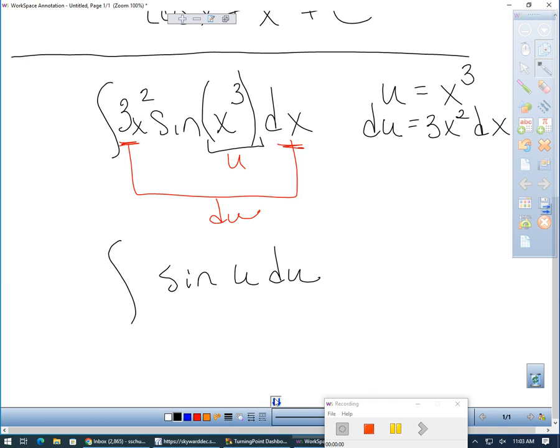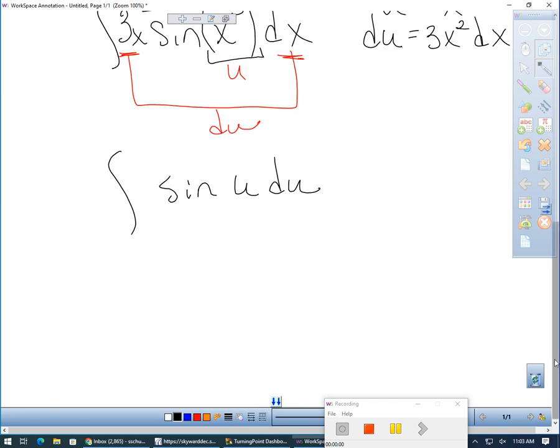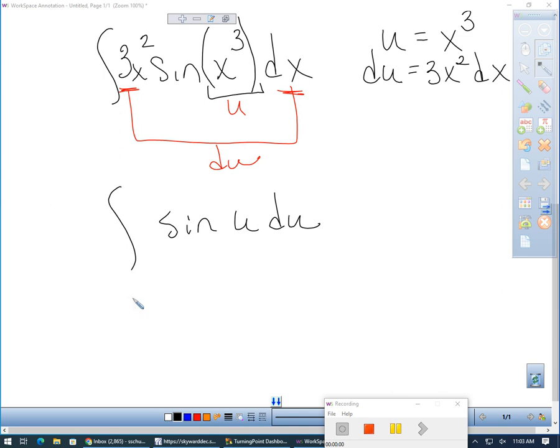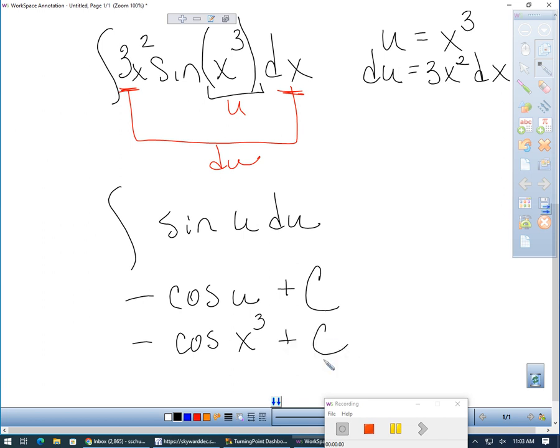Right. So now antiderivative of sine u is negative cosine u plus c. Well, now we got to plug it back in. So this ends up to be negative cosine x to the third plus c. Okay, so by doing a u substitution, you're seeing where the du is taking pieces together that you really don't need to worry about.